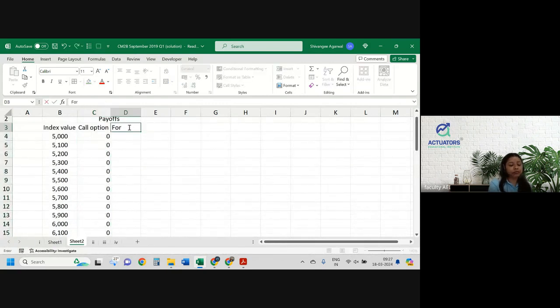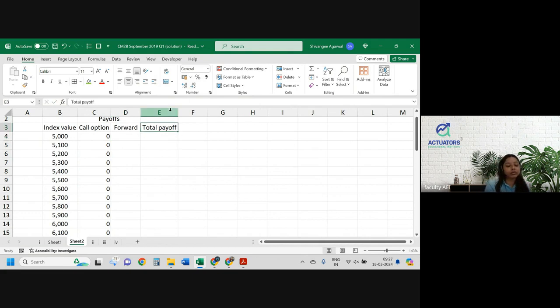Next is forward payoff. So just write forward contract. Okay. Now, how do you calculate the payoff of the forward contract? Can anyone tell me? Yes. Any one of you? How do you calculate the forward contract payoff? Quickly, please. No one. So we are entering into a short. We are taking a short forward position.